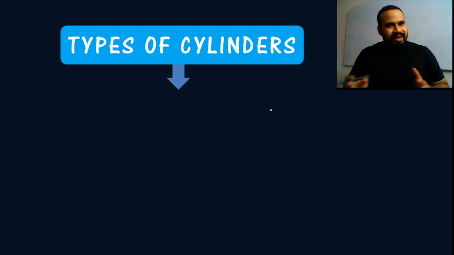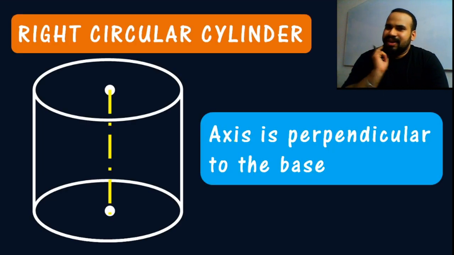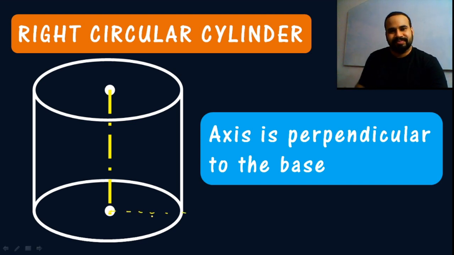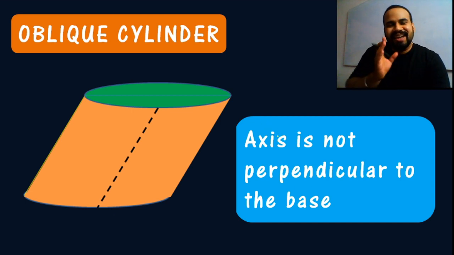Cylinders are classified into a number of types. Broadly, we can categorize cylinders into right circular cylinders and oblique cylinders. In a right circular cylinder, the axis of the cylinder is perpendicular to the base. The angle made by the axis to the base is 90 degrees. Whereas in an oblique cylinder, the angle is not 90 degrees. The axis is slightly bent over.